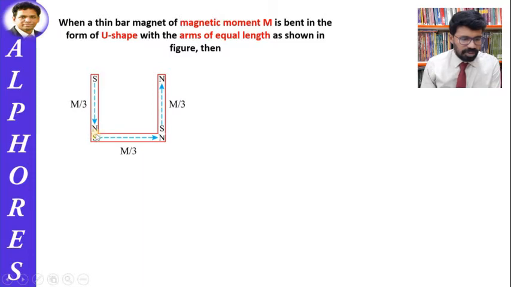You cannot imagine two like poles just side by side adjacent. That's not possible, they don't exist side by side. So if this is north, this is south. If this is south, again this is north. Since this thin magnet is bent in the shape of a U with the arm lengths equal, and the total magnetic dipole moment of this bar magnet is m, this part's magnetic dipole moment will be m by 3, this part's will be m by 3, and this part's will be m by 3, because all are of the same length.